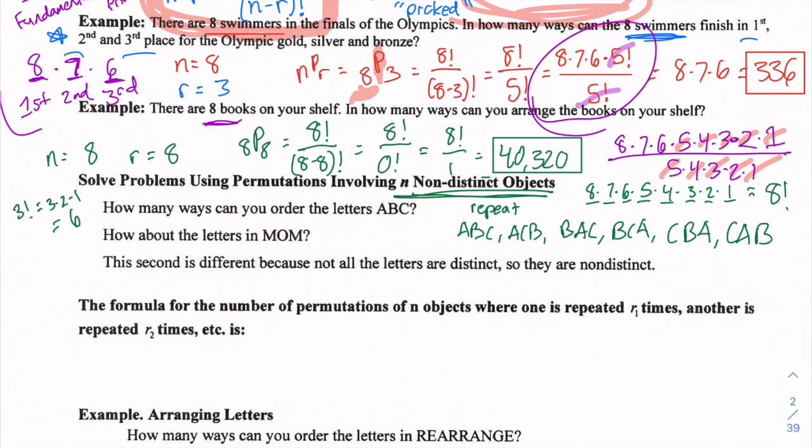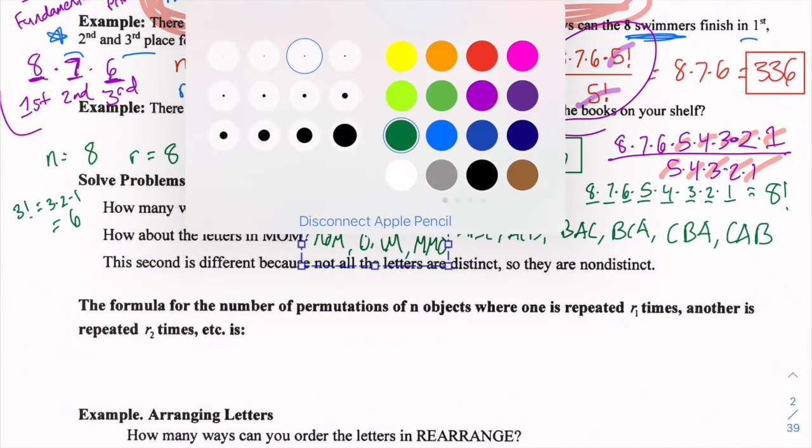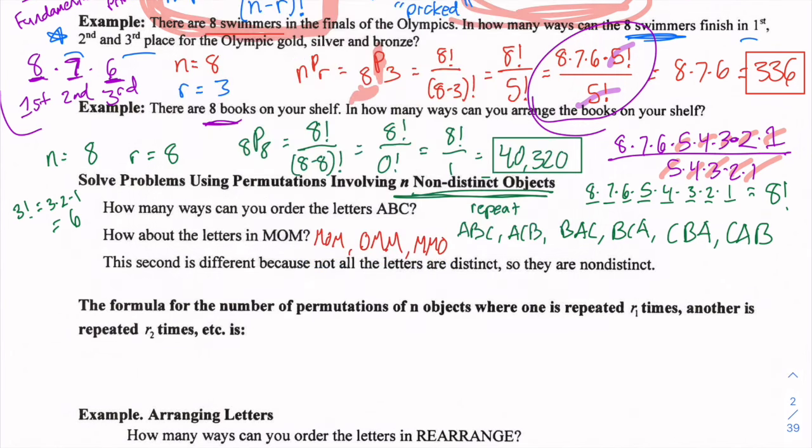What about MOM? MOM is 3 letters, right? But now do you see there's a repeating there? If you try, you have MOM, you have OMM, and you have MMO. Okay, 3 options. Let me change the color of this. The second is different because not all the letters are distinct.